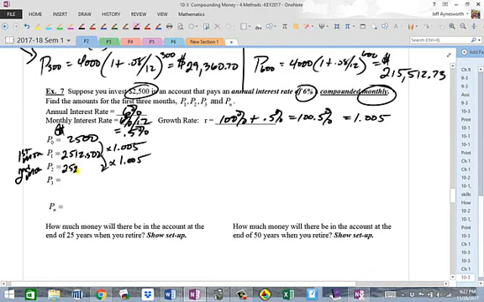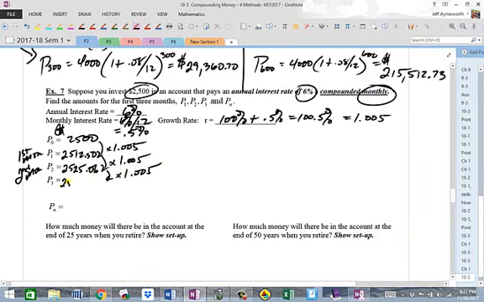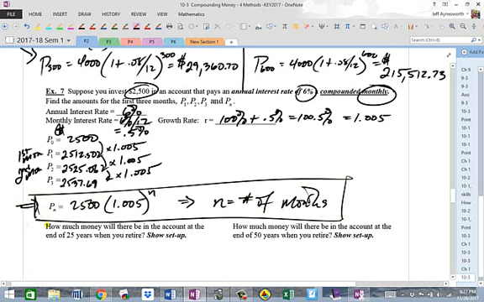You keep going, you multiply it by the growth rate, and let's see what we get. So we get $2,537.69, which means our exponential growth model is 2,500 times the growth rate, 1.005 to the nth power, where n stands for the number of months in this case, because we're doing it monthly, right? So you take this growth model and you apply it down here, and you solve these problems, okay?